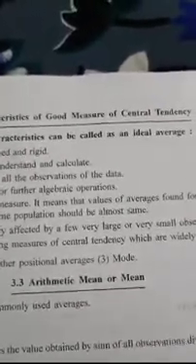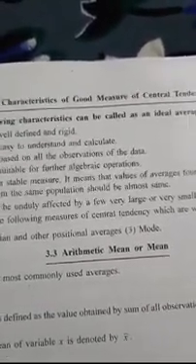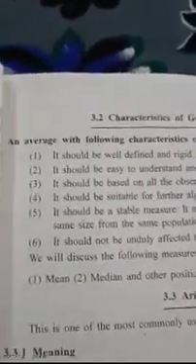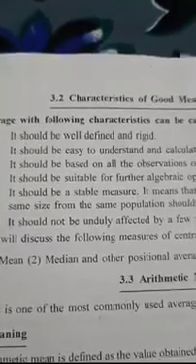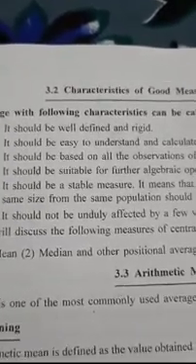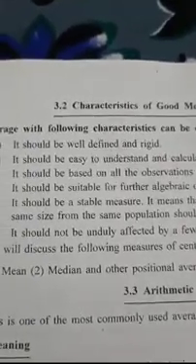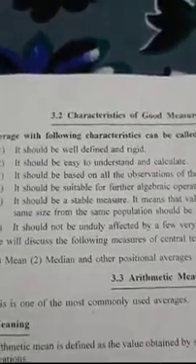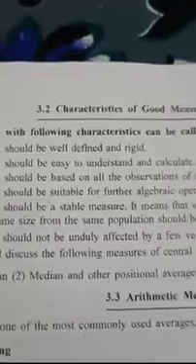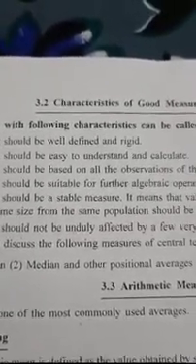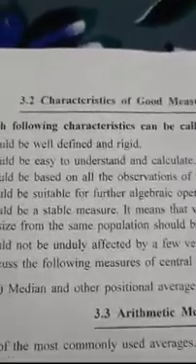What are the characteristics? What are the main parts, or the personality, we can tell about the particular observation which is moving near the one value? So first one, it should be well defined and rigid. It should be properly defined and properly calculated, and rigid, of a good nature. It should be easy to understand and calculate. It should not be very complex, and it should have an easy calculation.